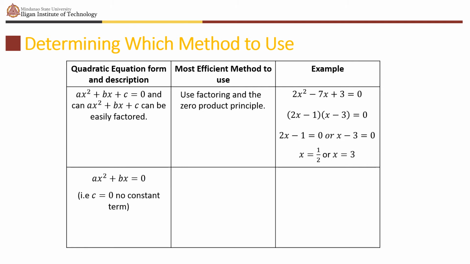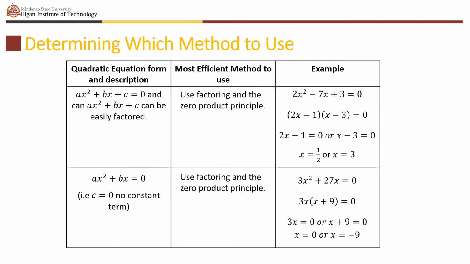But if there is no constant term, on the other hand, if you have ax squared plus bx equal to 0, you can use factoring and the zero product principle. And we have the following example: 3x squared plus 27x equal to 0. Notice that 3x is a common factor, so you can factor that out. You have 3x times the quantity x plus 9 equal to 0. So 3x equal to 0 or x plus 9 equal to 0. Therefore, you have x equal to 0 or x equals minus 9.